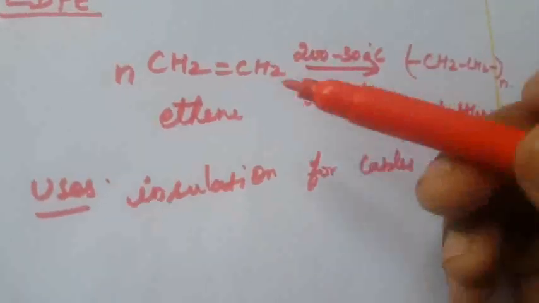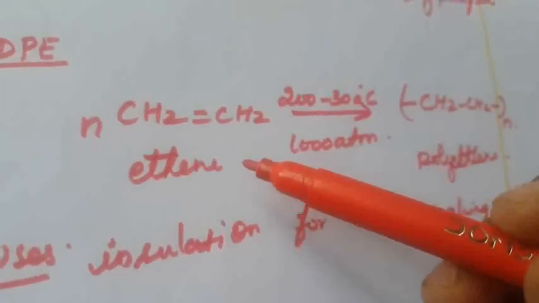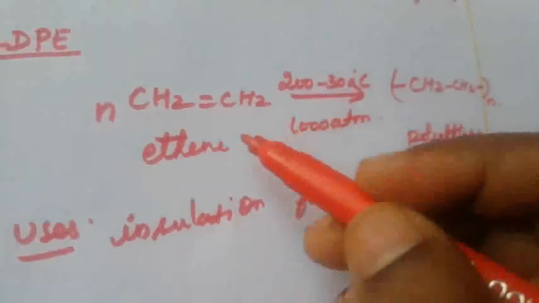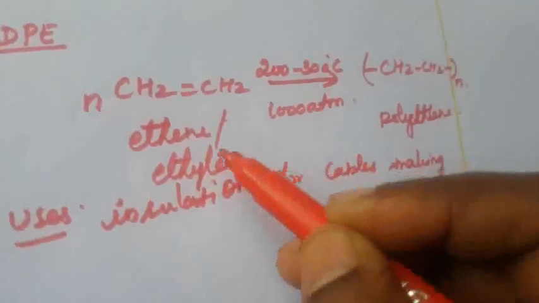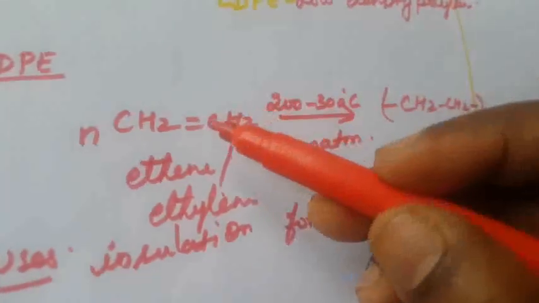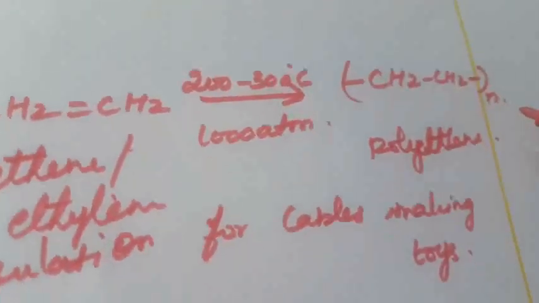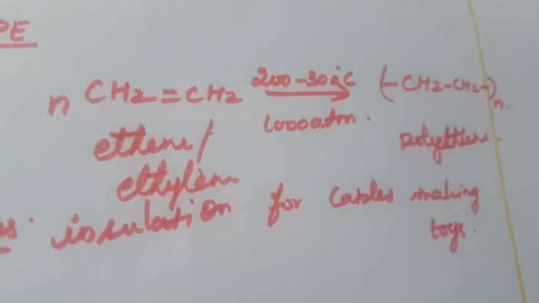What is meant by polythene? We already studied this last year. Ethene, whose common name is ethylene, when heated at 200 to 300 degrees Celsius and 1000 atmospheric pressure, the double bond is removed and converted into a single bond, CH2 n times, which is called polythene. This is LDPE.